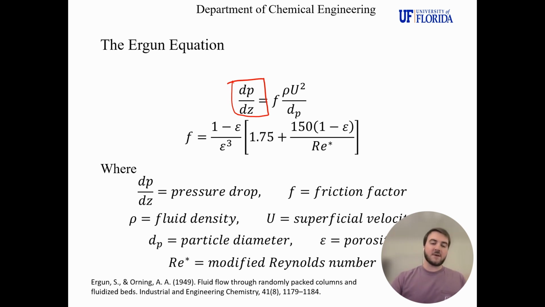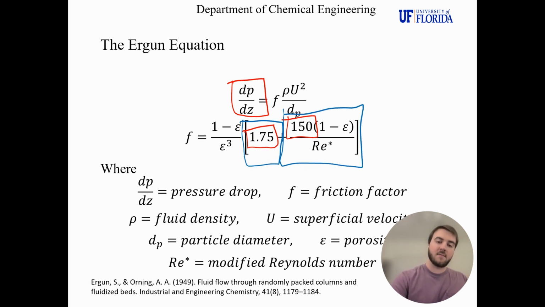And the friction factor is a function of porosity and the modified Reynolds number, as well as these two empirical constants, 1.75 and 150, that just come from data fitting to experimental results. Also, these two additive terms are very important to understanding the Ergun equation and where it comes from, because this 1.75 term represents the inertial losses contribution to pressure drop, whereas the other larger term that's a function of the Reynolds number and porosity represents the viscous loss.